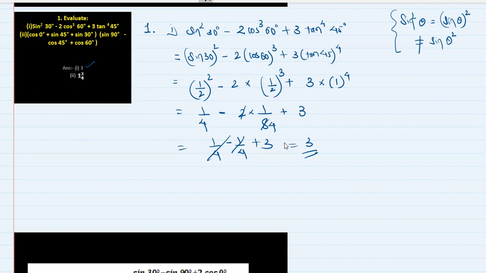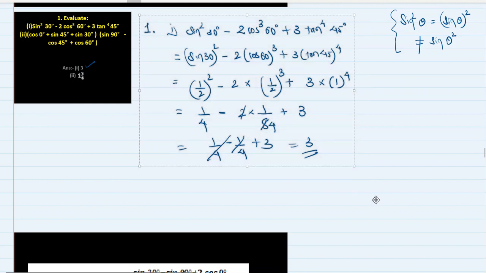Did you understand? So we just have to substitute the values of the standard trigonometrical ratios of the standard angles into the equation and evaluate. So most of the questions of this chapter, this particular topic, are based on evaluation. Just substituting the values and simplifying and getting the answer. Isn't that easy? Let's go to the second question.